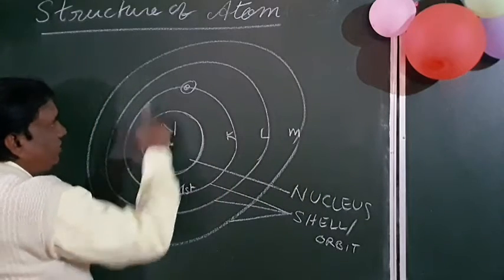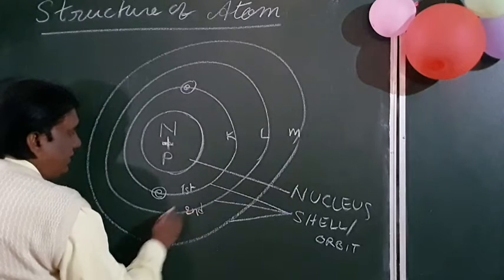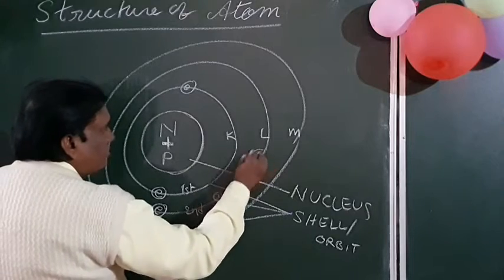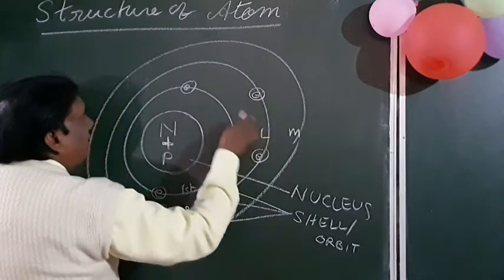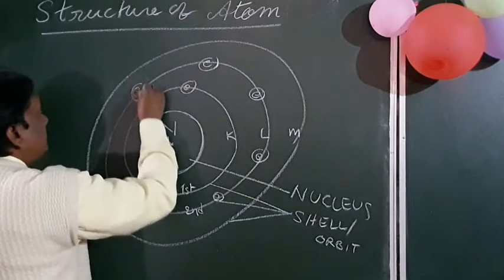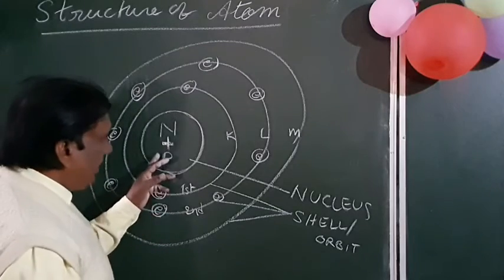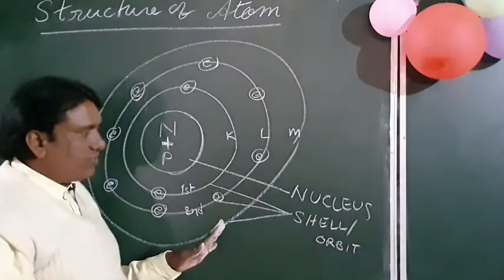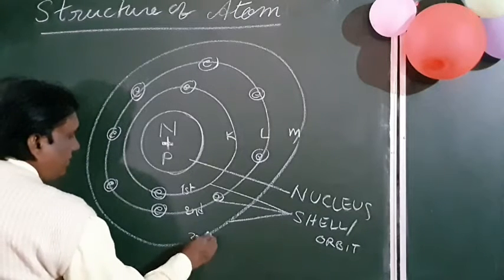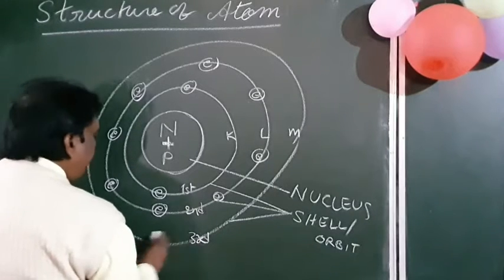First shell has only 2 electrons in its outermost shell, while the second shell, this one is called the second shell, has a maximum of 8 electrons in the outermost, in the L shell. So how much here? 1, 2, 3, 4, 5 and 6, 7 and 8 electrons. Second shell of the atom consists of a maximum of 8 electrons. And similarly, the third shell possesses 18 electrons.